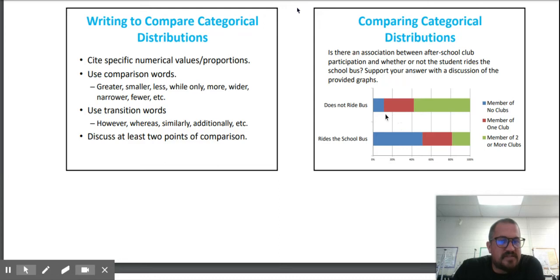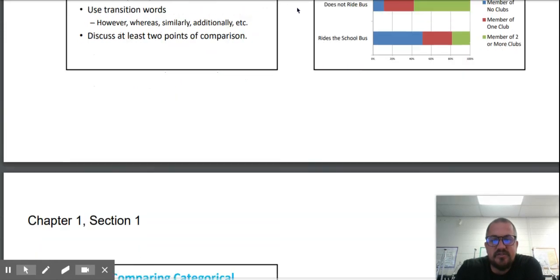It goes from about 15 or 10 to 40. So there's about maybe 30% that are members of one club, which is very similar to those who ride the bus. But the biggest difference is over 50% of students who do not ride the bus are members of 2 or more clubs. And you can see that's less than 20% of students who ride the bus. So when you don't ride the bus, your chance of being a member of 2 or more clubs is way over half of those students. So you would write that out in sentences and explain what I just talked about with the graphs and how that works. That's how you would compare these distributions.